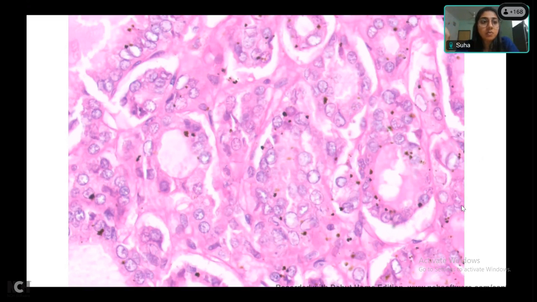Any other pattern? We are going to look. You have seen those cases. We have shared some of the cases which show all other patterns. What other patterns do you see in thyroid tumors? Trabecular pattern. Trabecular, and what else?